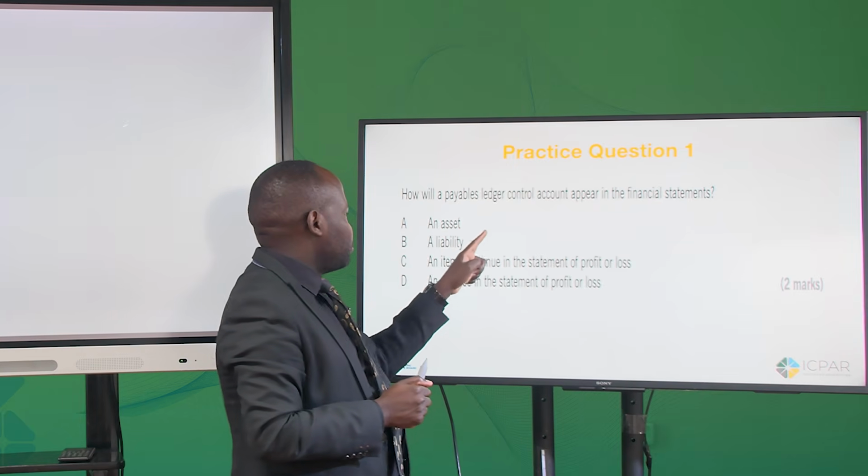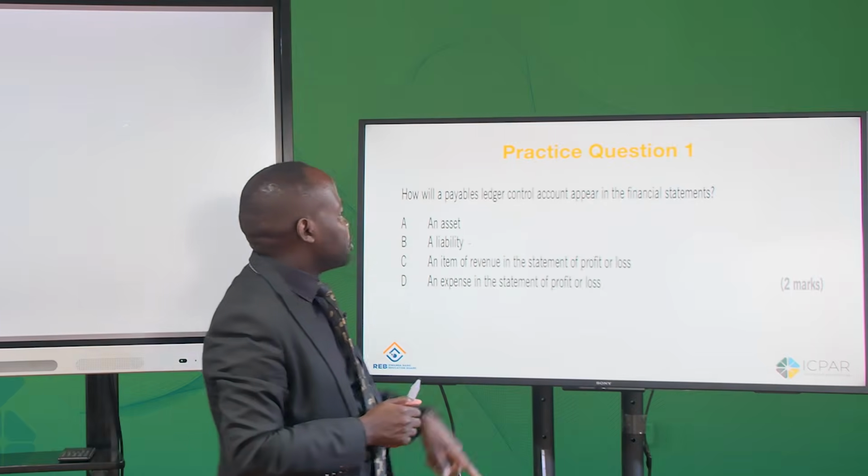Asset is when it's a receivable. An item in revenue, that's not right. Okay, next question. So the answer is B.